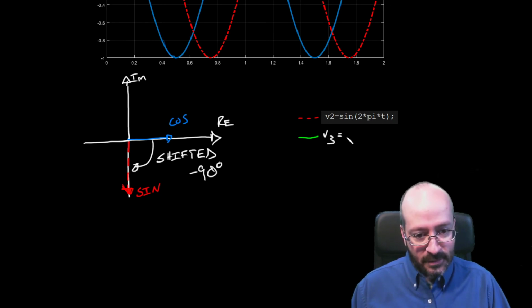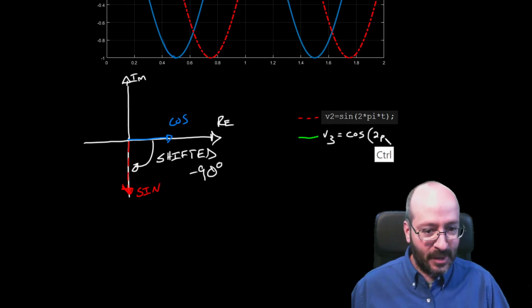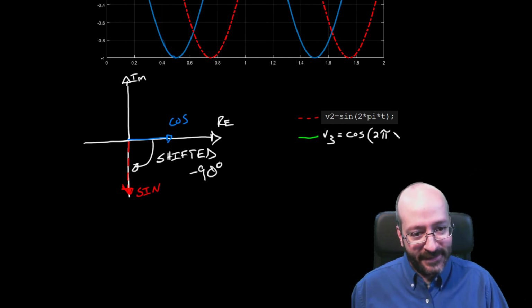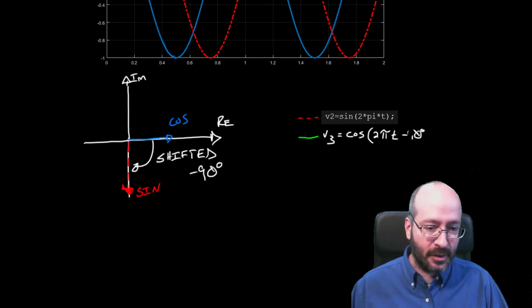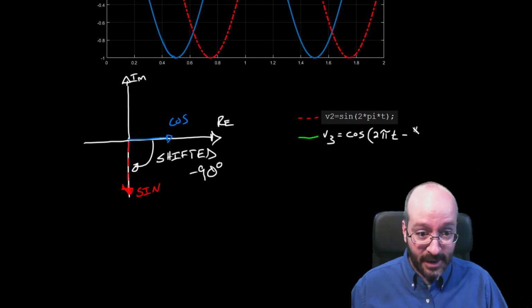V3 is going to be cosine 2 pi t minus 90 degrees. Or, you know what? I'm going to do it in radians, because MATLAB wants it in radians. So it's going to be negative pi over 2.